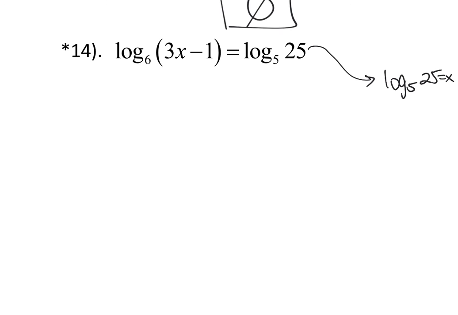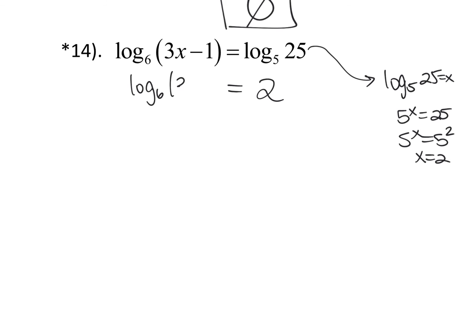Introduce an x. 5 to what power equals 25? 5 to the x equals 5 to the 2, x equals 2. So this whole right-hand side simplifies down to 2. And since that simplifies down to 2, then we are type 1.